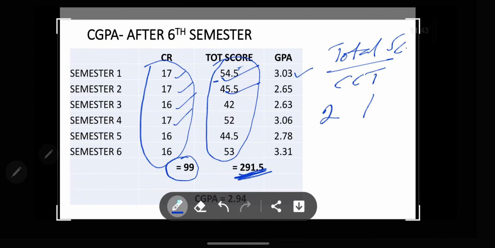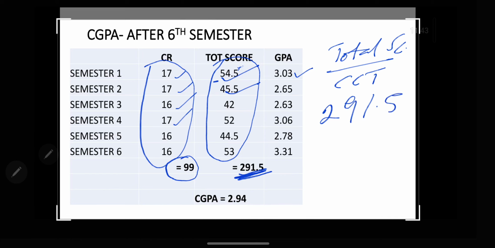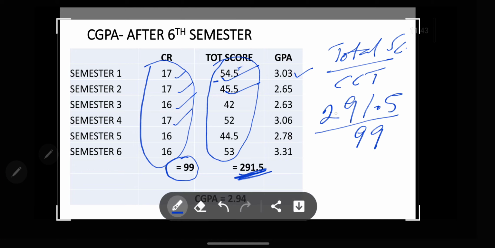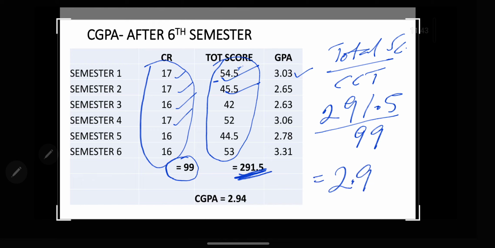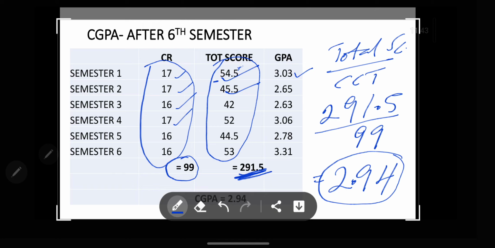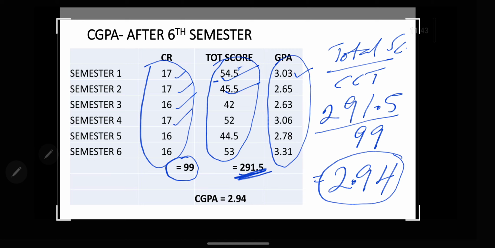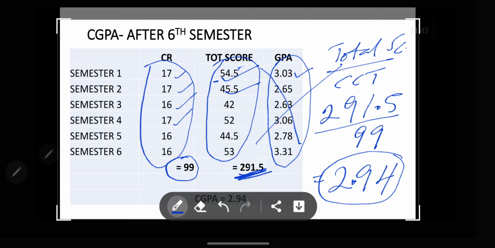Your performance is 291.5, and the total credit taken is 99. When you divide 291.5 by 99, you get 2.94. This is going to be your cumulative GPA at the end of the semester, what you complete the school with. If you add all your GPAs and divide by 6, you will be wrong. But you find your total score and then you divide by the cumulative credit taken. This is how you find your cumulative grade point average at the end of the 6th semester.